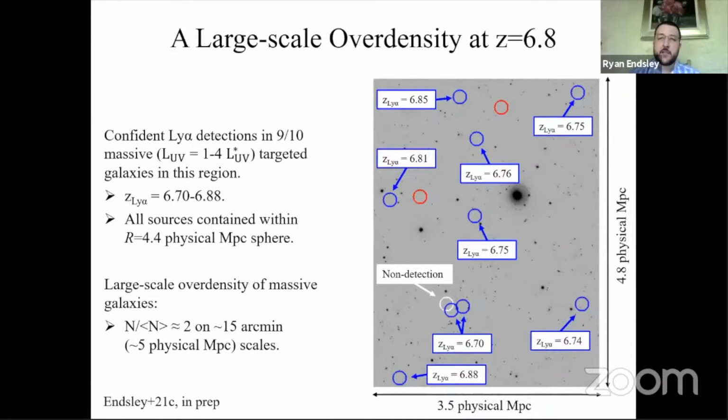where all the Lyman-alpha detections have redshifts between 6.7 and 6.88. All targeted galaxies are massive, with UV luminosity spanning 1 to 4 times the characteristic UV luminosity, and all sources are contained within a sphere of radius 4.4 physical megaparsecs. Right? And now that we have this more extended region and 3D position information for these galaxies, we can determine that, based on these 9 massive galaxies, this region appears to be 2 times the average density across this very large scale, this 5 physical megaparsec, 15 arc minute scale.